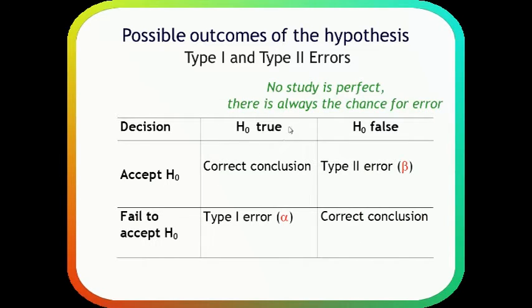So in case your null hypothesis is true and you accept it, this is what we call the correct conclusion. For example, if you find that there is no association between pancreatic cancer and coffee drinking, and in that case you accept your null hypothesis, that is your correct conclusion because your null hypothesis is true. There is no evidence to prove that coffee drinking really is associated with pancreatic cancer, in which case you accept your null hypothesis, which makes it a correct conclusion. Other scenario would be when the null hypothesis is false.